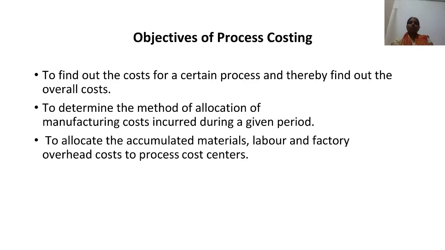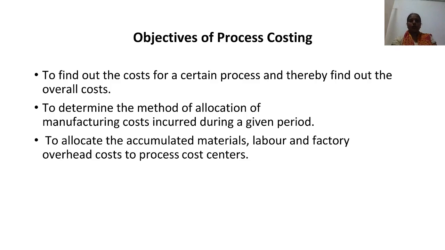Second one is to determine the method of allocation of manufacturing cost incurred during a given period. So the second objective is to determine the method of allocation of manufacturing cost. So for a certain period of time, we can find out what type of method we can adopt while allocating manufacturing cost.